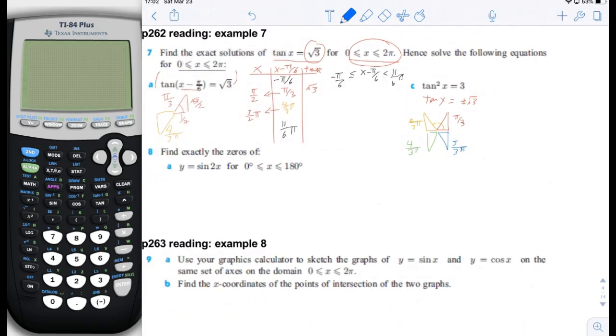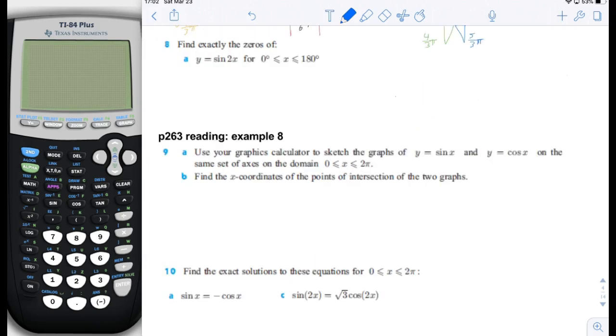We don't even need to make a table or anything, I don't think, because if we look at the domain 0 to 2 pi, I think we've found all the angles between 0 and 2 pi which have a tangent value of plus or minus square root of 3. So we're done with that one too. That was kind of an easy one. Let's look at number 8.